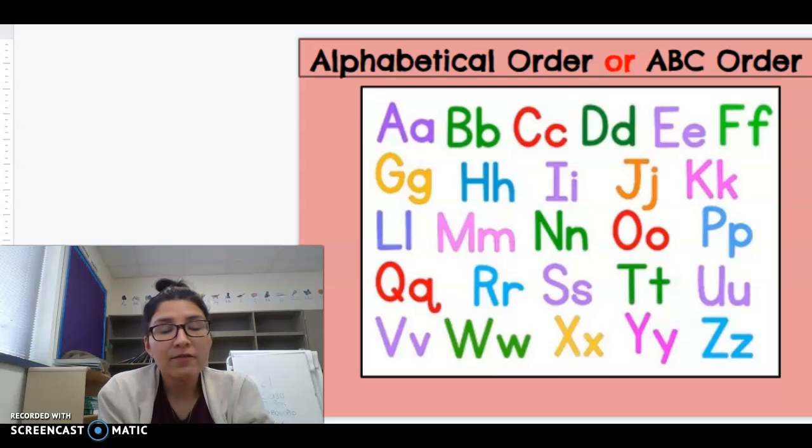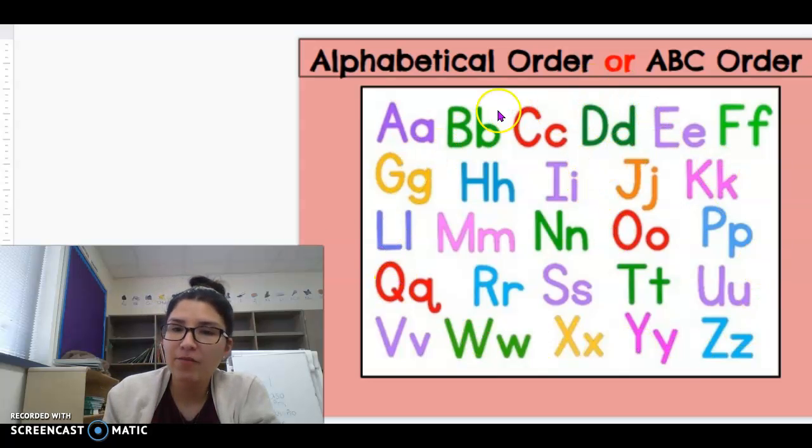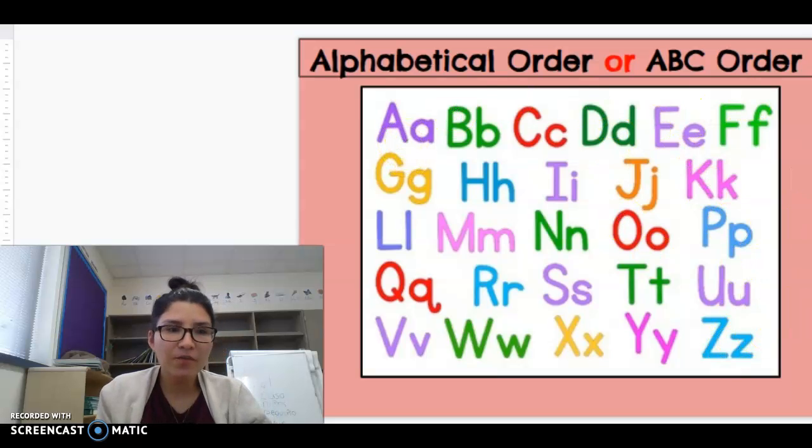So right now I'd like for you to take a moment and think of, what does alphabetical order mean? Alright, alphabetical order is when you put words or names in order using the alphabet. So that's why I have a picture of the alphabet right here. We have all the way from A to Z. So the first thing we need to do before we start putting letters or words in order using the alphabet is go over the alphabet.